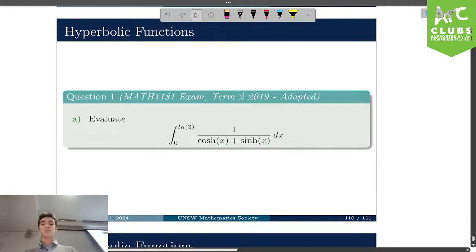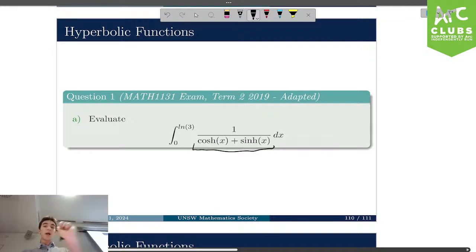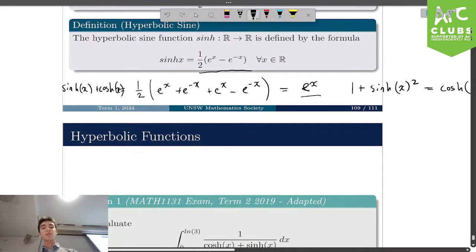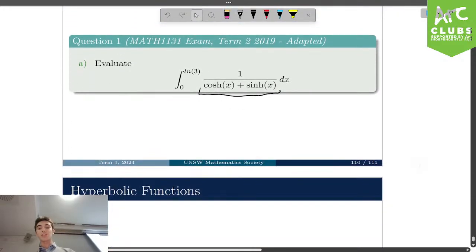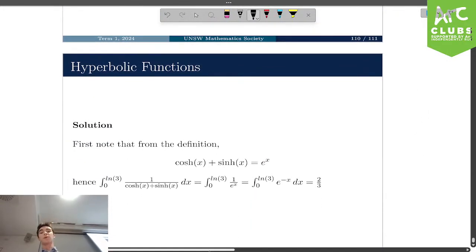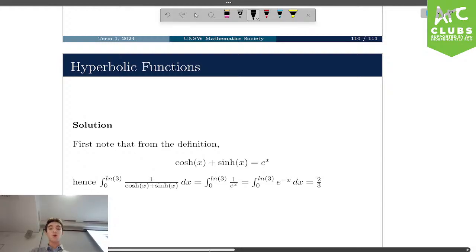We're asked to calculate this integral with the scary looking hyperbolic functions in the denominator. But if you remember our identity from before, they do actually simplify into something much neater. They simplify to just become 1 over e to the x. And it's pretty easy to take the integral of 1 over e to the x, that's just e to the minus x. And when you evaluate that, you just get 2/3. Any questions about that? No?